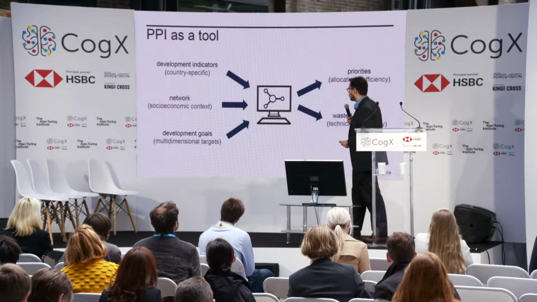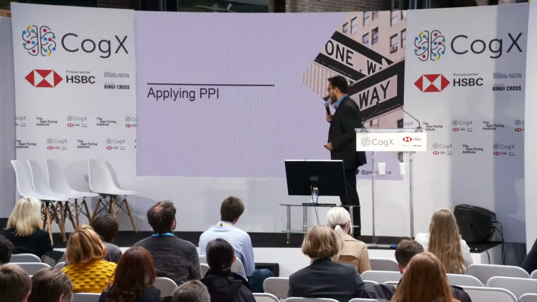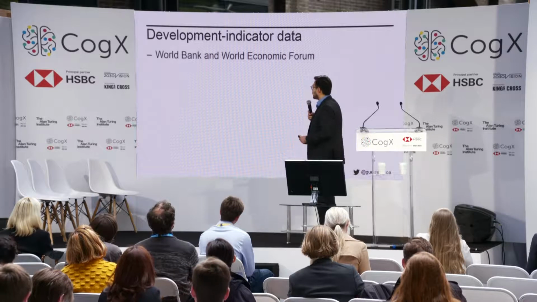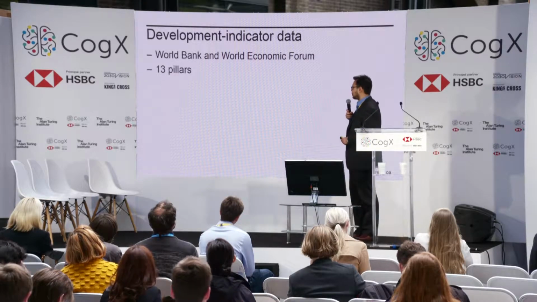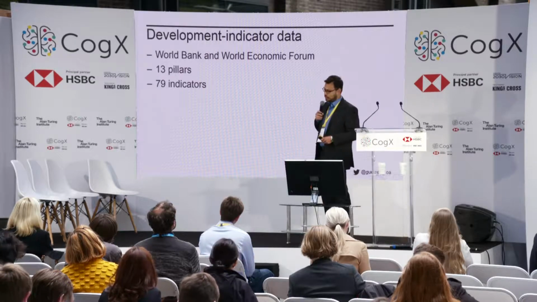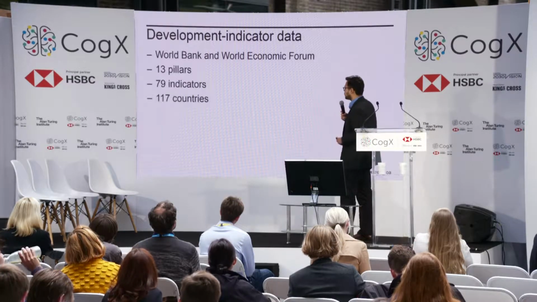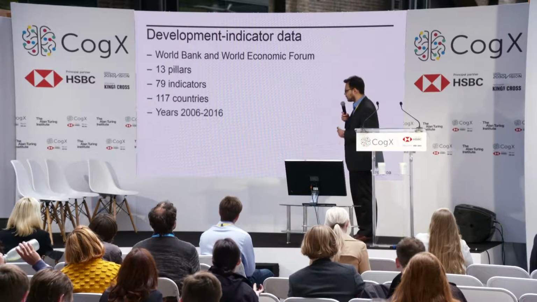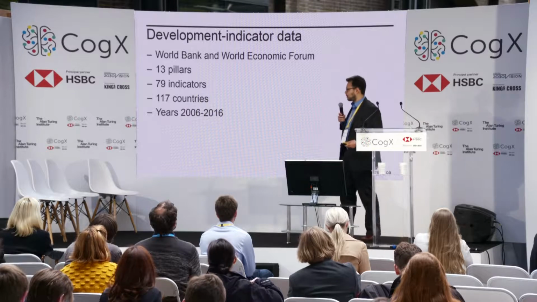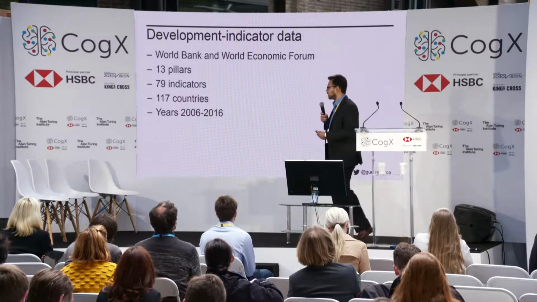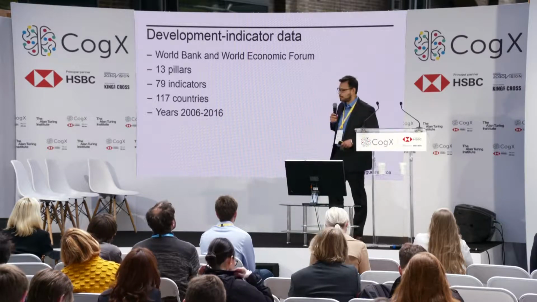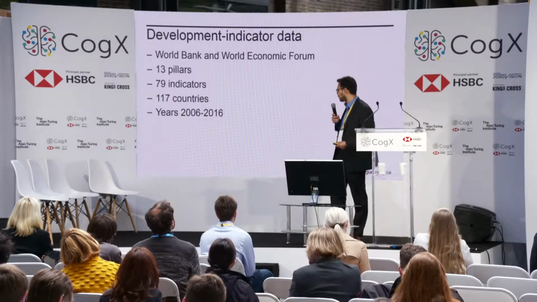Now let me give you an example of a typical output of policy priority inference. And for this, I'm going to use some data. It's not exactly about sustainable development because this was developed before we performed adaptation to the SDGs. So we're taking socioeconomic indicators only, not environmental ones. They are roughly 80 indicators. We're going to do this for more than 100 countries. These indicators are organized in 13 pillars, just like the SDGs. The World Economic Forum has 13 development pillars.